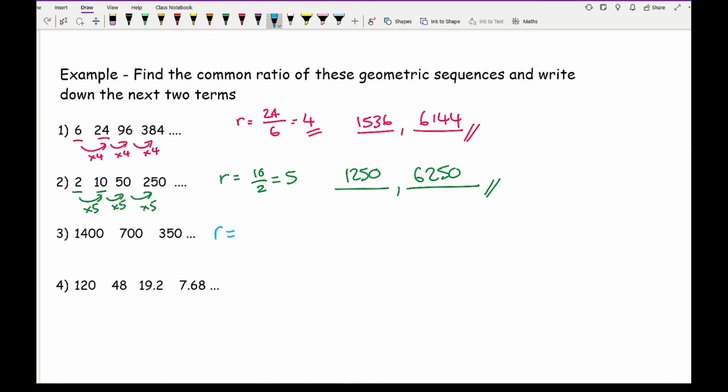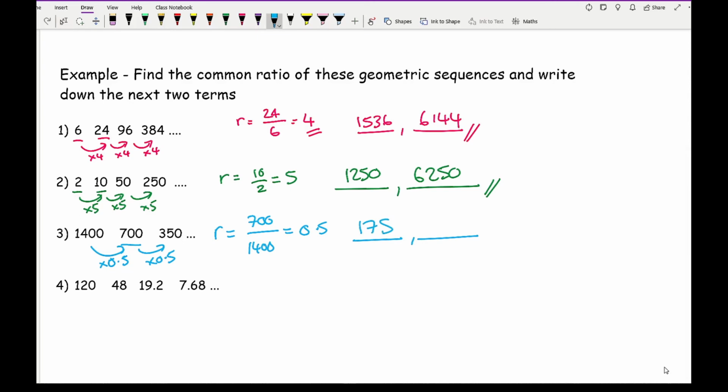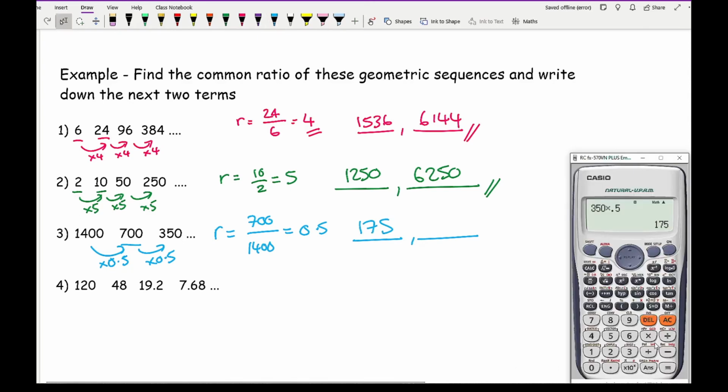Now here you can see with question 3 that my sequence is going down. So here I'm going to have the latter term, which is 700, divided by the previous term, which is 1400, and that gives me 0.5, which basically means that my common ratio is halving. So the next two terms: 350 multiplied by 0.5, which is basically halving it, so it's going to be 175. The next one is going to be 175 times by 0.5, same as a half, and we get an answer of 87.5.